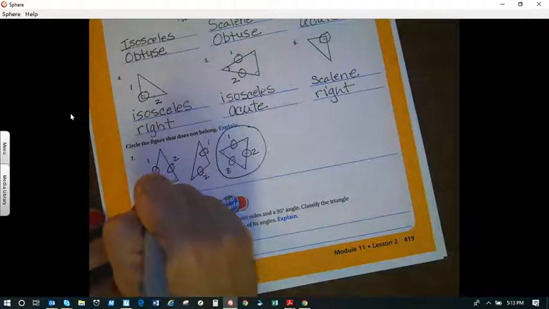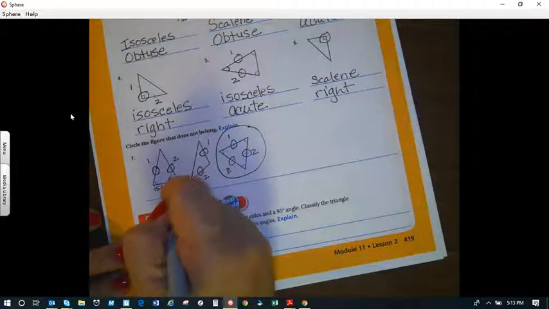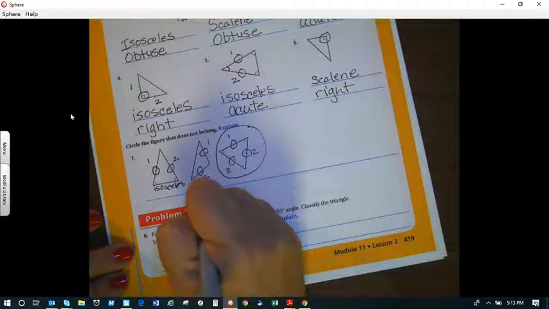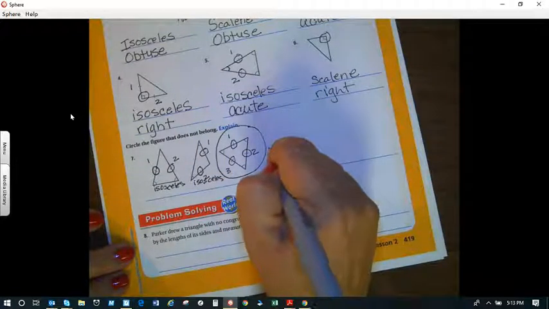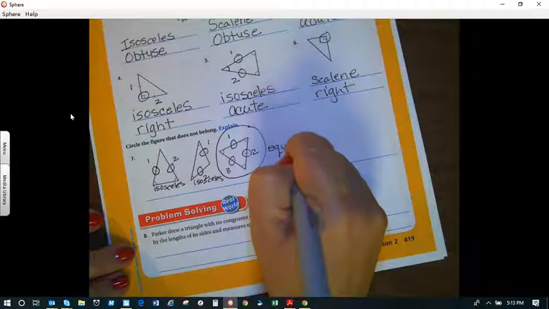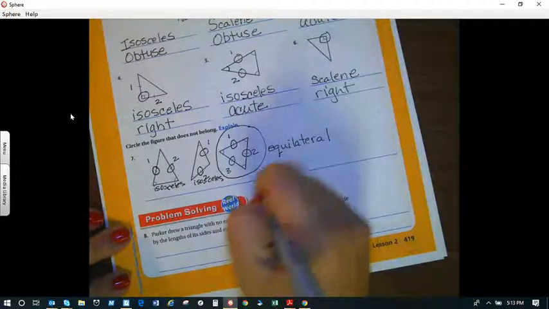So I'm going to go ahead and label this. Oh, well. So isosceles. This is an isosceles. And then when all three sides are equal to each other, what do we call that? There you go. It's an equilateral triangle.